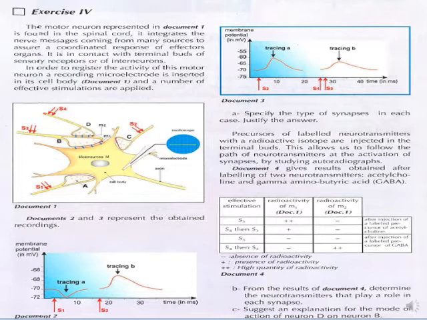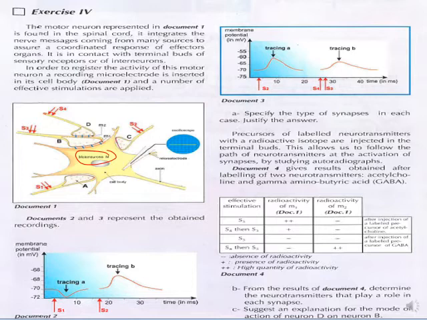The motor neuron represented in document 1, this is the motor neuron M, is found in the spinal cord. It integrates the nervous messages coming from many sources to assure a coordinated response of effector organs. It's in contact with terminal buds of sensory receptors or of interneurons. So in order to register the activity of this motor neuron, a recording microelectrode is inserted into its cell body, as shown in document 1. And a number of effective stimulations are applied. These stimulations, the results are obtained, and the recordings of these stimulations are shown in documents 2 and 3.